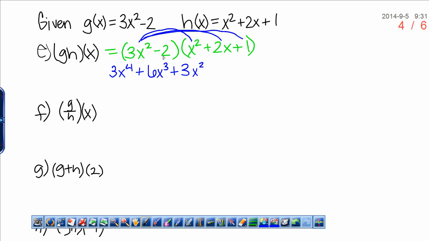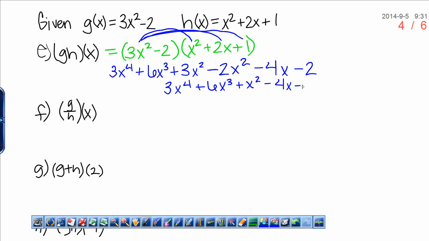Distribute the negative 2. Careful. All right, negative 2 times x squared is negative 2x squared. Negative 2 times 2x, negative 4x. And negative 2 times positive 1, minus 2. Okay, do we have any like terms we can combine? Yeah, the 3x squared and the negative 2x squared. All right, so 3x to the fourth plus 6x cubed plus x squared minus 4x minus 2.